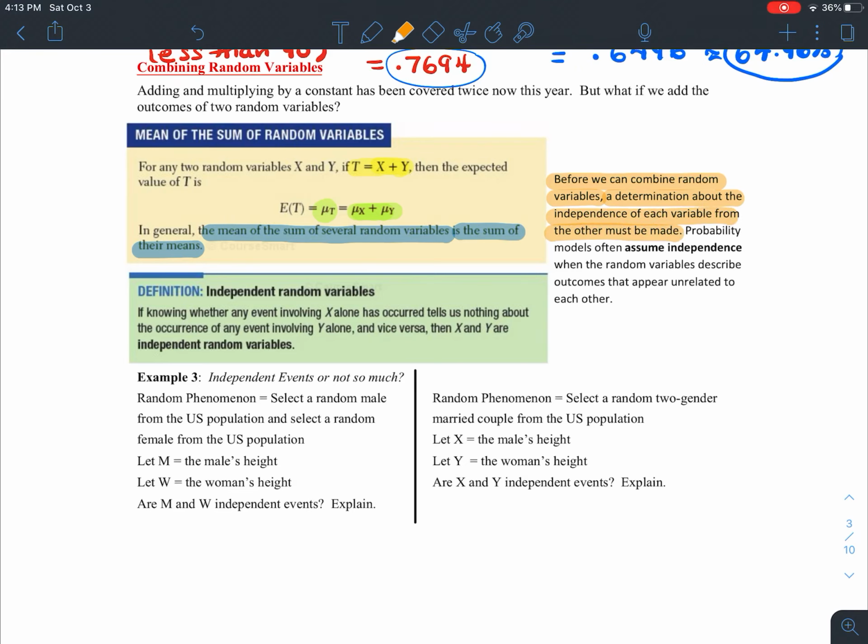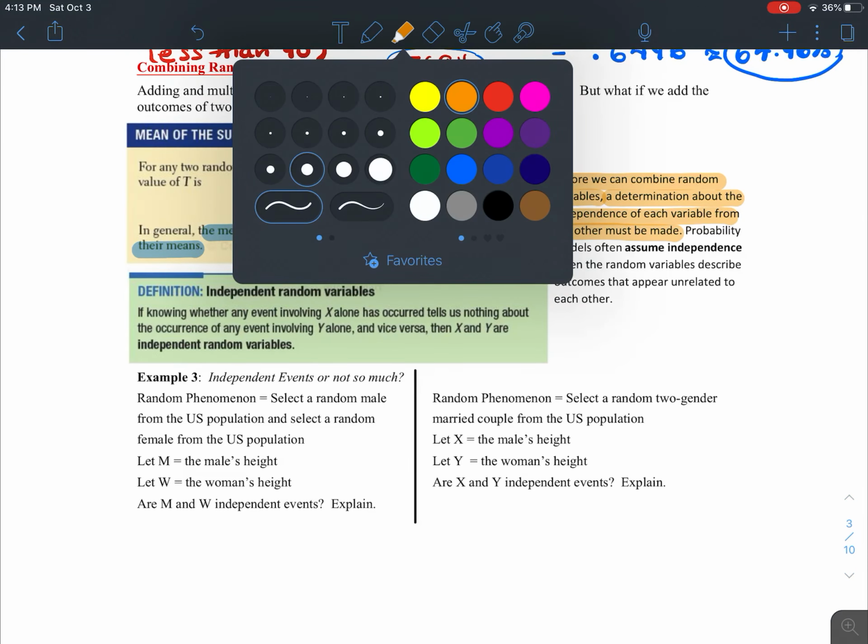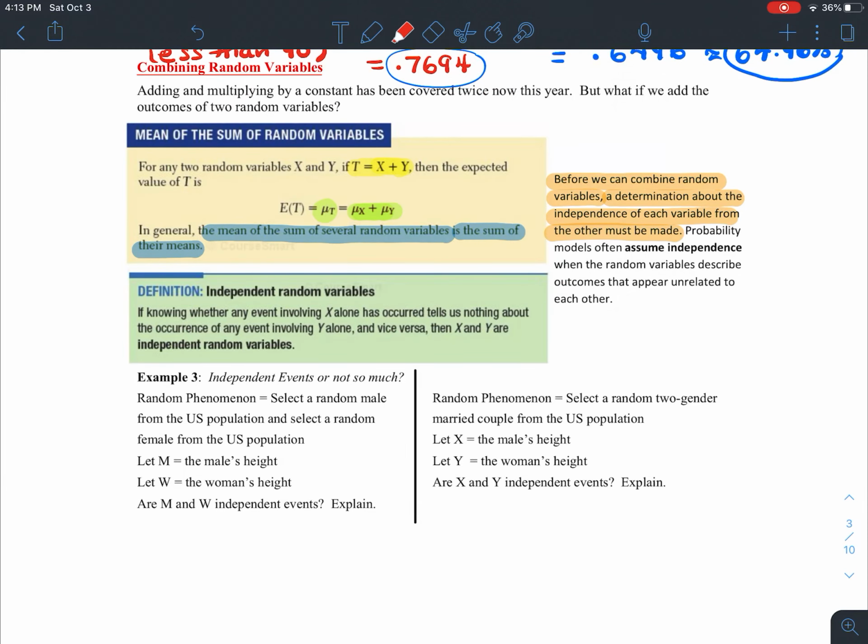Technically, before we can combine random variables together, we have to make a determination that those 2 random variables are absolutely independent of one another. If they're not independent of each other, when you start combining together their means or trying to do things with particularly their measures of spread, that's when we can get in trouble because things start overlapping. The 2 random variables have to be completely separate.